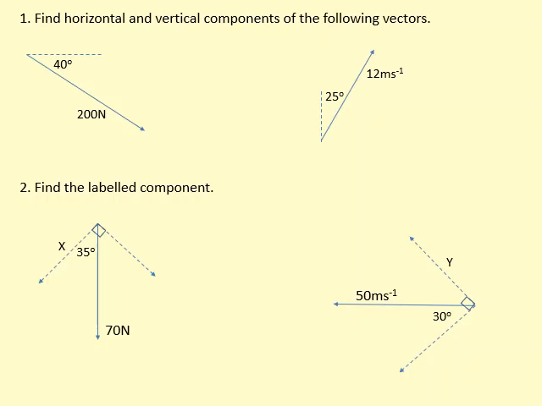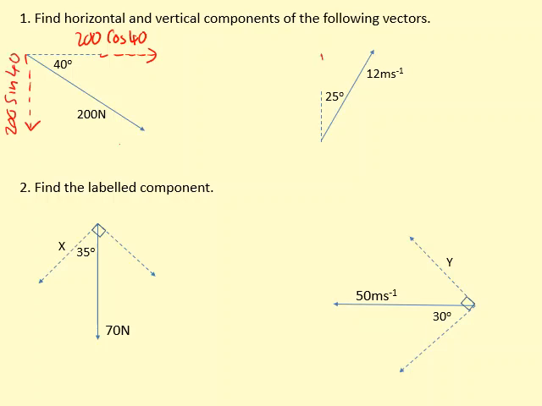In these next questions, I'm going to break these down horizontally and vertically, but I'm going to avoid using SUVAT and just jump straight to it. So here, I know this part is touching the angle, so that's going to be 200 cos 40, because if it's adjacent, it's cos. In this case, the part that's opposite, the vertical downward part, is going to be 200 sine 40.